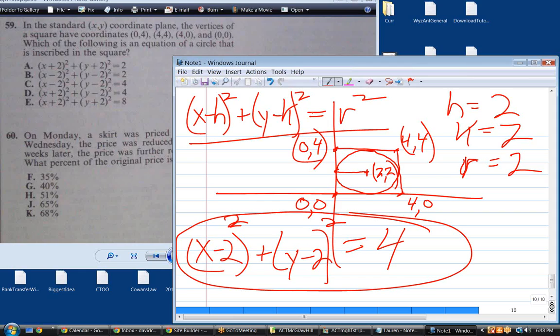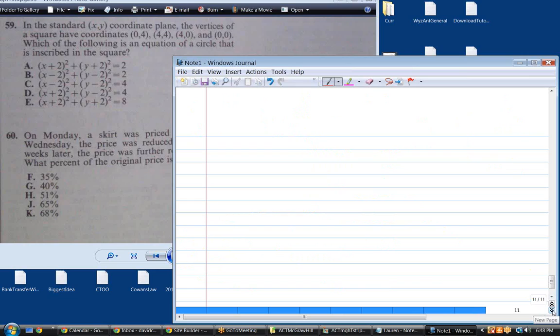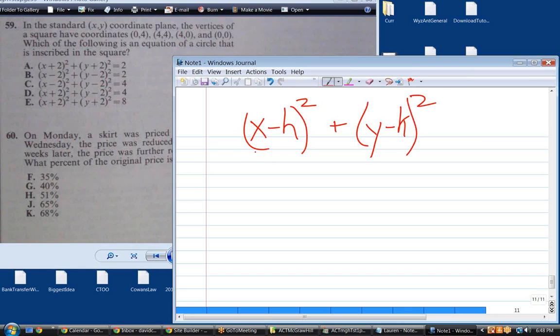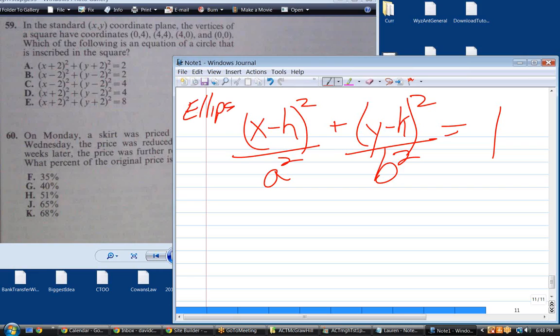Okay. What is the general equation of an ellipse? Isn't it the opposite? Or it's close to a circle. It's not the opposite. It's a little different. That's the same. That's the same. This is divided by a squared. This is divided by b squared. And the whole thing's equal to 1, not r squared. So this is an ellipse. And I don't know what else to do, but you've got to memorize this. There's no way to figure it out without memorizing.